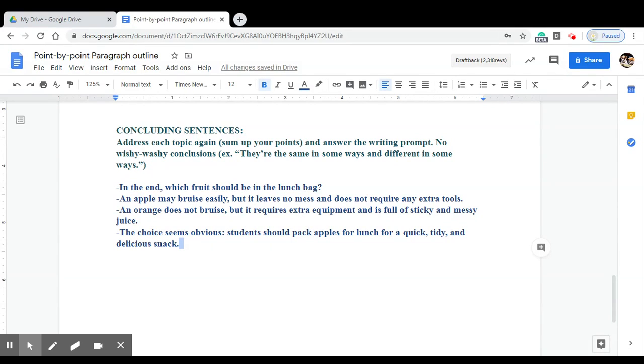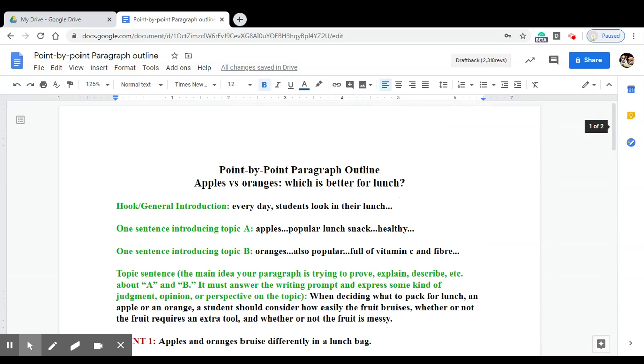We're now going to take a look at how to outline the concluding sentences of your comparative paragraph. By the time you get to the end of your outline, it's really easy to forget why you were writing the paragraph in the first place. So before you start your conclusion, it's really important to go back and take a look at the original question I was asking.